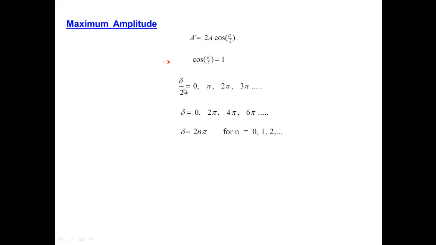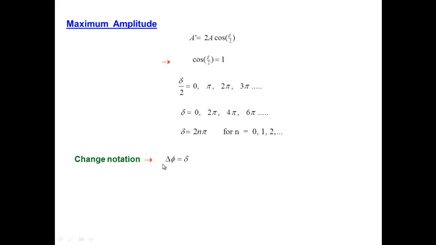So delta over 2 ends up being integer multiples of pi, so that if we multiply both sides by 2, delta is integer multiples of 2 pi: 0, 2 pi, 4 pi, 6 pi, and so on. And a nice compact way of representing that is to say that if we want the two waves to interfere and give a maximum amplitude, the phase difference will be an integer multiple of 2 pi.